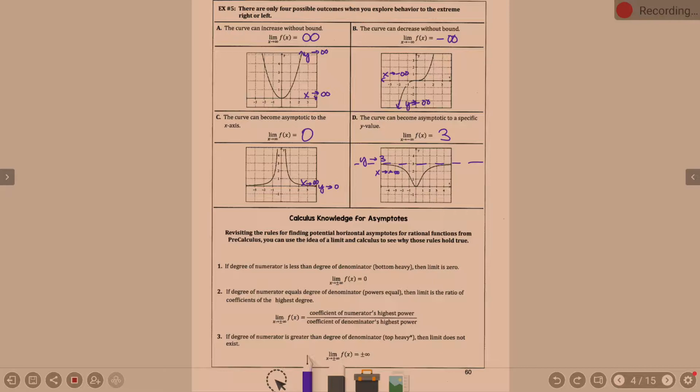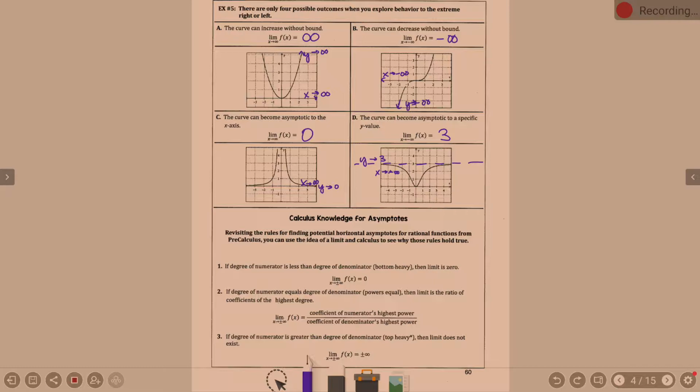So, calculus knowledge for asymptotes. Revisiting the rules for finding potential horizontal asymptotes for rational functions from pre-calculus, you can use the idea of a limit in calculus to see why those rules hold true. So 1, if the degree of the numerator is less than the degree of the denominator, so bottom heavy, then the limit is 0. We talked about that one on the previous page, right? If the degree of the numerator equals the degree of the denominator, powers equal, then the limit is the ratio of the coefficients of the highest degree.